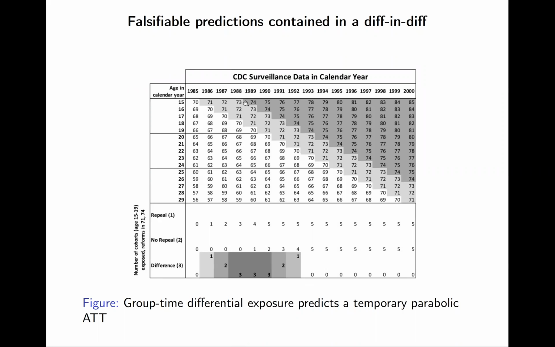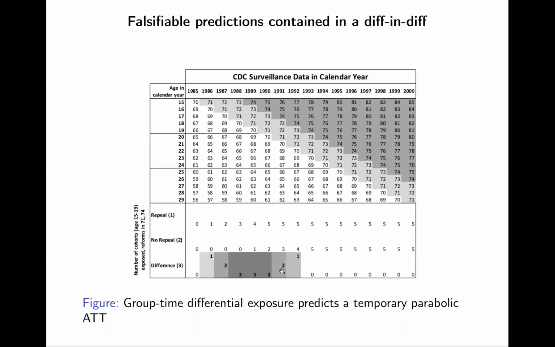And notice what goes on here. Now I have 4 ages that are treated in the repeal states, and I have 1 age that is treated in the Roe states. So that's 4 minus 1 is a 3. 5 minus 2 is a 3. 5 minus 3 is a 2. 5 minus 4 is a 1. And then notice right here, in 1993, there is no net difference between the two groups. And then everything after that.